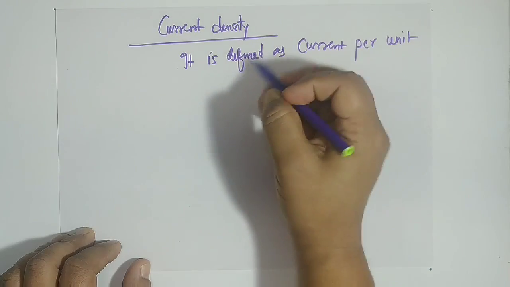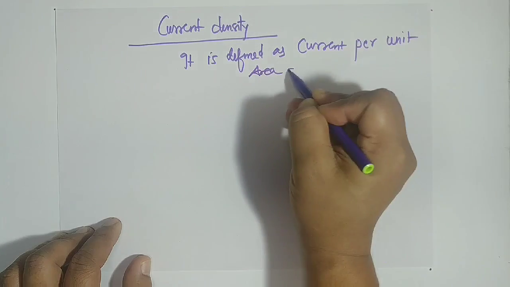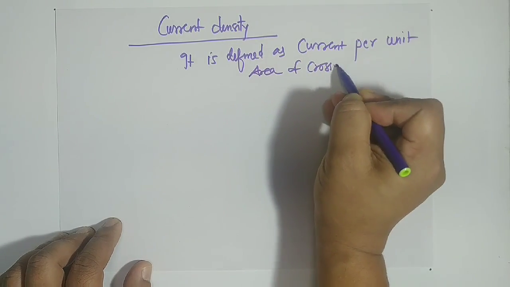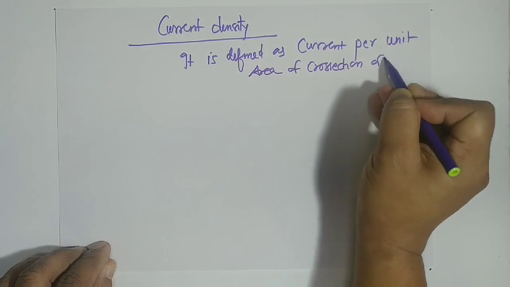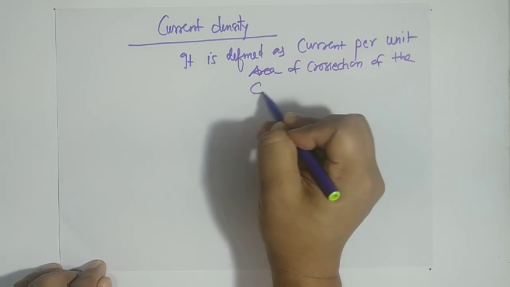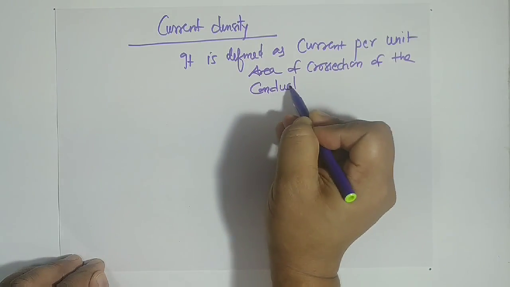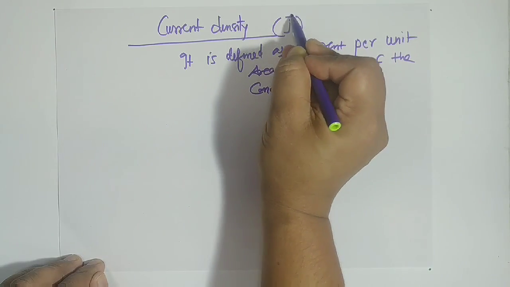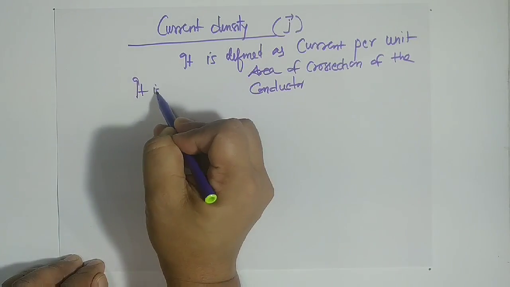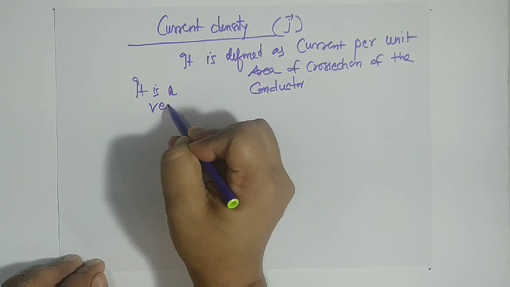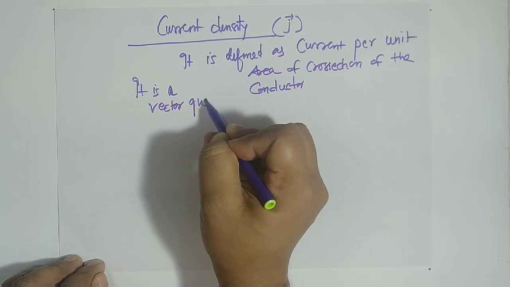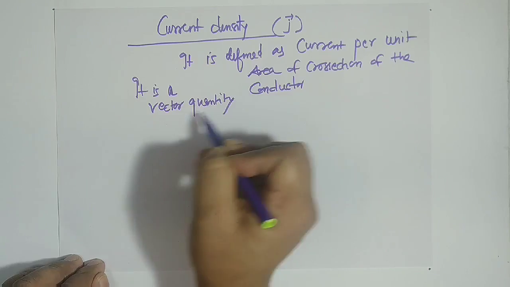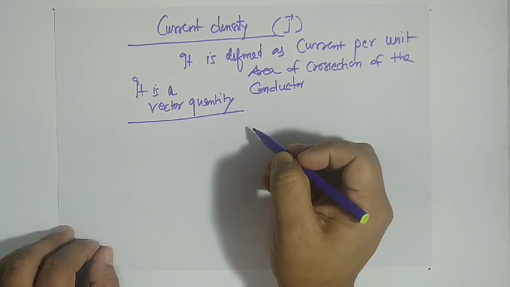Per unit area of cross section of the conductor, and it is denoted by small j, and it's a vector quantity. That is very interesting. It's a vector quantity. Remember, only one vector quantity we have seen right now. Current is not a vector, it's a scalar, but current density is a vector quantity.